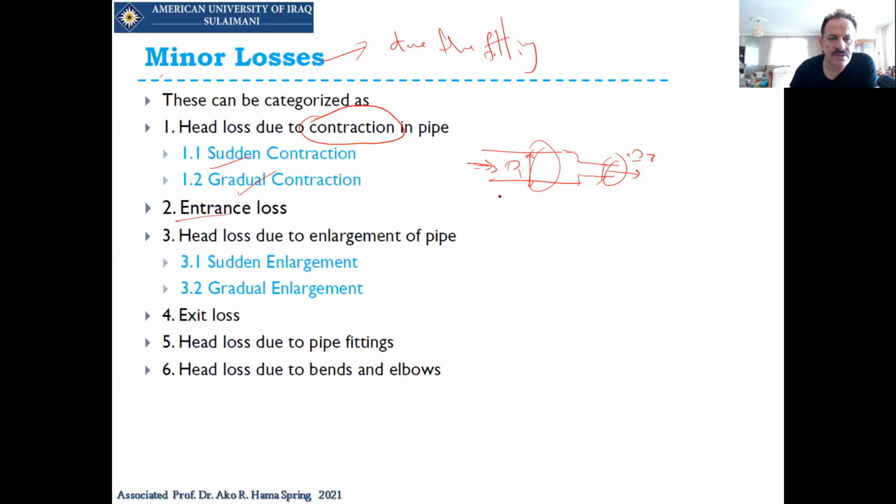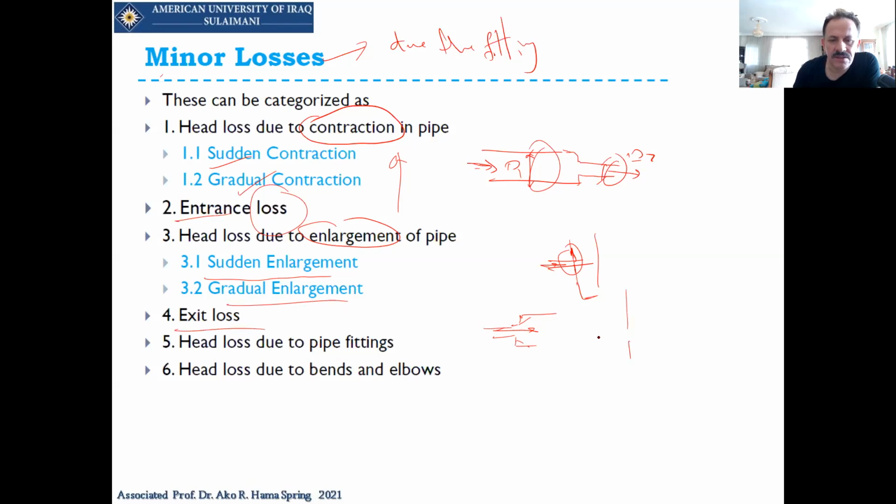We have an entrance. For example, if you have a tank and you connect a pipe to it, we have entrance losses. Enlargement is exactly the opposite of contraction: we have a smaller diameter that suddenly or gradually enlarges. And then there will be sudden, gradual, and there will be an exit.